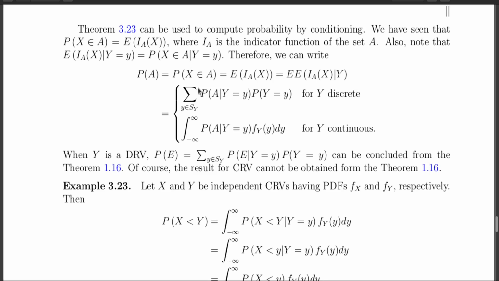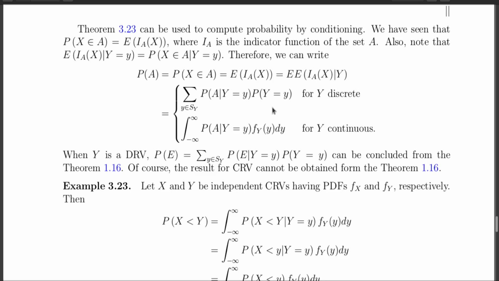So finally, instead of writing X belongs to A, I'll write the probability of A. The probability of A can be written as the summation over y belonging to the support of Y of the probability of A given Y equals y, times the probability that Y equals y, for Y discrete. And when Y is continuous, the probability of A can be written as the integral from minus infinity to plus infinity of the probability of A given Y equals y, times the marginal density function of Y, dy.